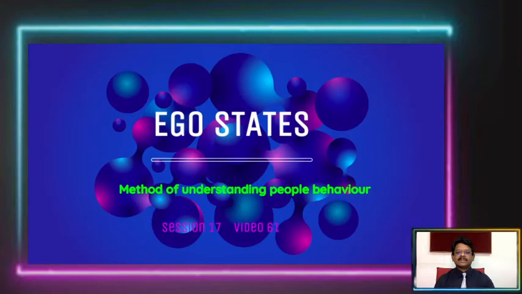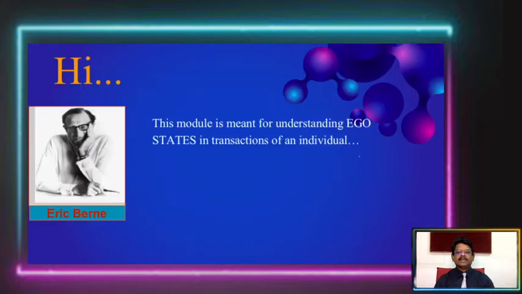Hi students, in continuation to our previous class, let me introduce in this module transactions which are going to take place on different ego states. Each transaction has a kind of ego state which comes from an individual's thought process. So this module is aimed at understanding the ego states in transactions of an individual, and how an individual reflects ego states in their communications.